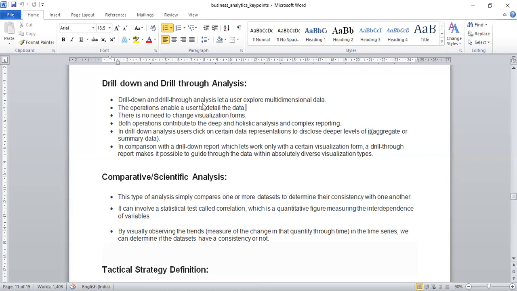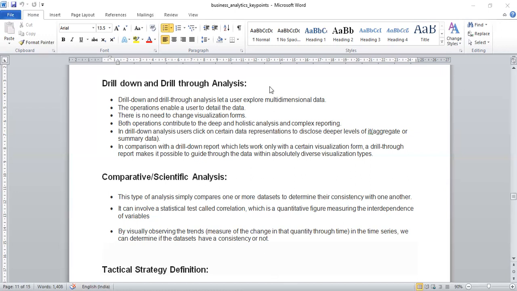So just look, drill down and drill through analysis. Let's say a user explores multidimensional data. The operations enable a user to detail the data, and there is no need to change the visualization form. Both operations contribute to holistic analysis and complex reporting.